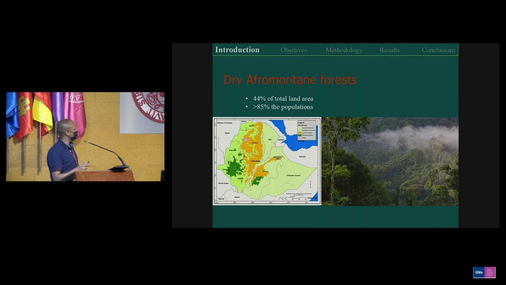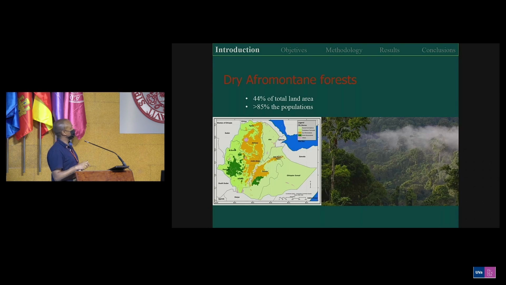When we say highland parts of the country, those are areas situated at altitudes between 2,000 and 3,500 meters above sea level. From this picture, you can see that the areas marked with a yellow color are the highland parts of the country, and these areas constitute about 44% of the total land area. Due to the suitability of this area for human habitation and agriculture, the majority of the population lives in this area.